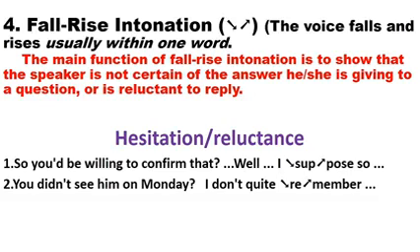Number 4, full rise intonation tone. The full rise intonation tone is signaled by these arrows, one falling, another rising. The voice falls and rises usually within one word. The target is within one word. The pitch affects the word. The main function of fall-rise intonation is to show that the speaker is not certain of the answer he or she is giving to a question, or is reluctant to reply.